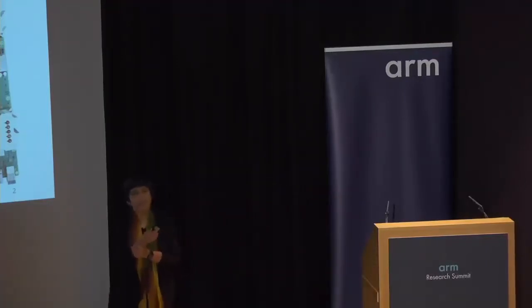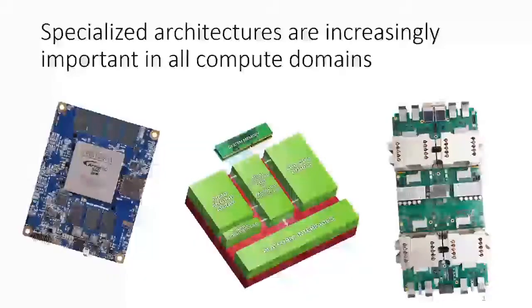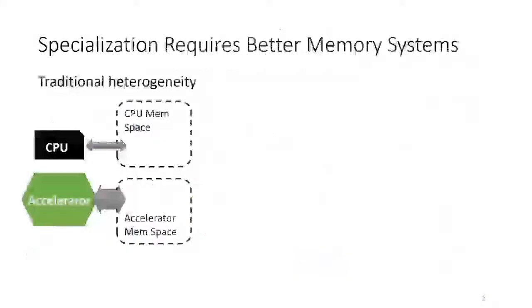Okay, so specialized architectures, heterogeneous computing is becoming increasingly important in all sorts of computing domains, ranging from IoT to data centers to supercomputing. One of the key challenges to get performance out of specialized heterogeneous systems is to design good memory systems. So the traditional model of heterogeneity, the conventional thinking, is that you have a CPU host, and that host offloads some computation to the accelerator, it generates some data, sends that data to the accelerator, which computes on the data, generates some data, and that data gets transferred back to the CPU.